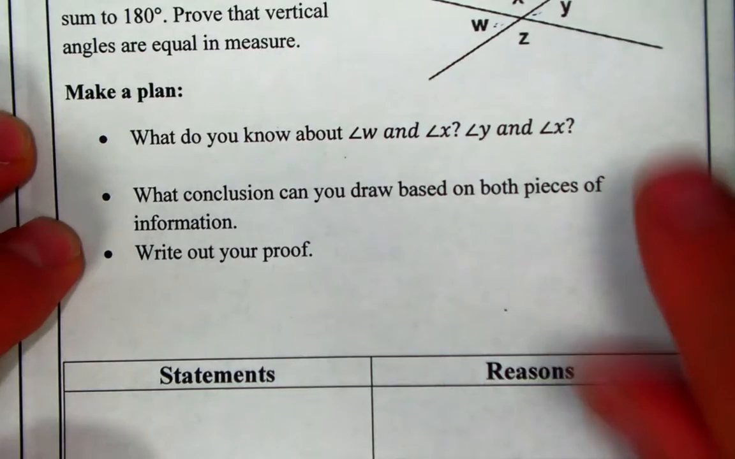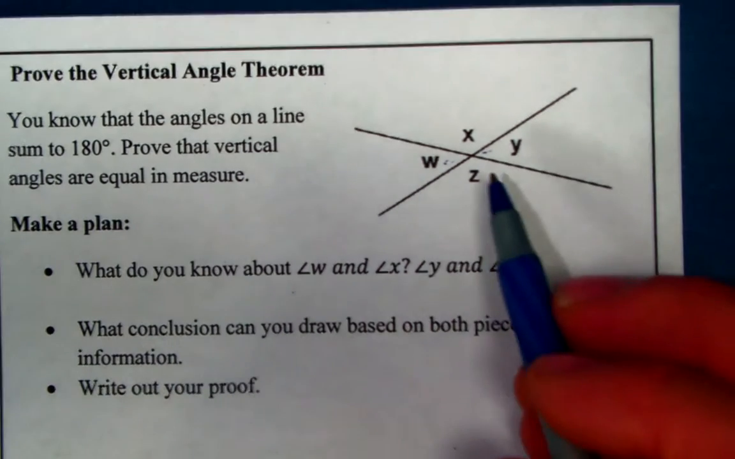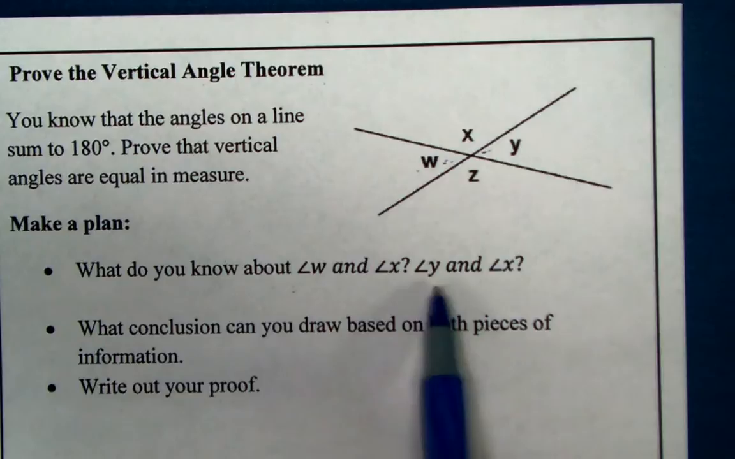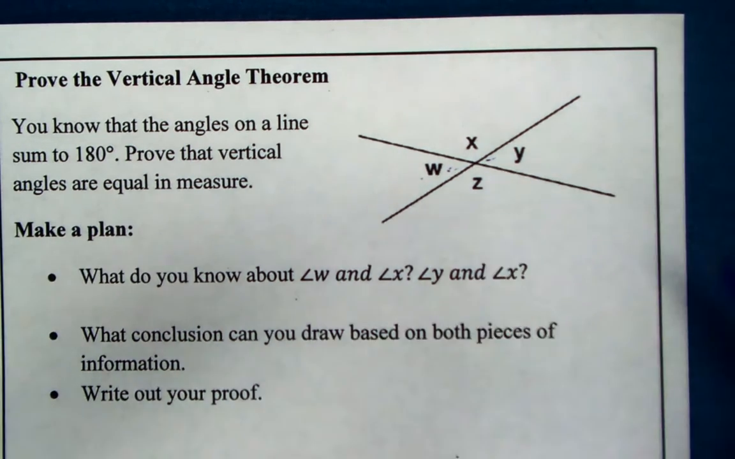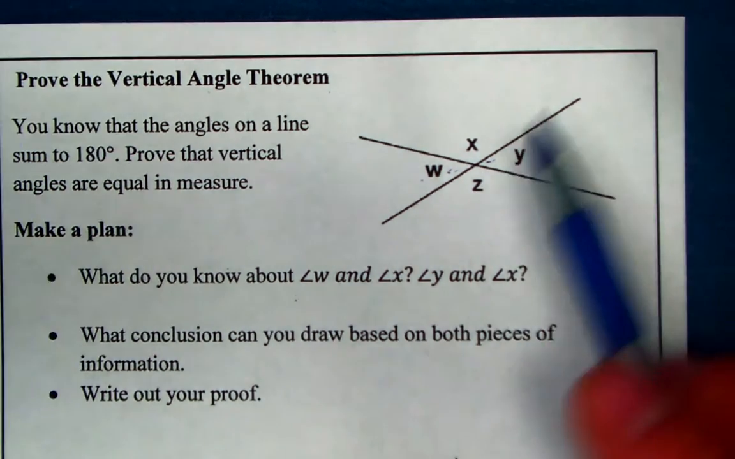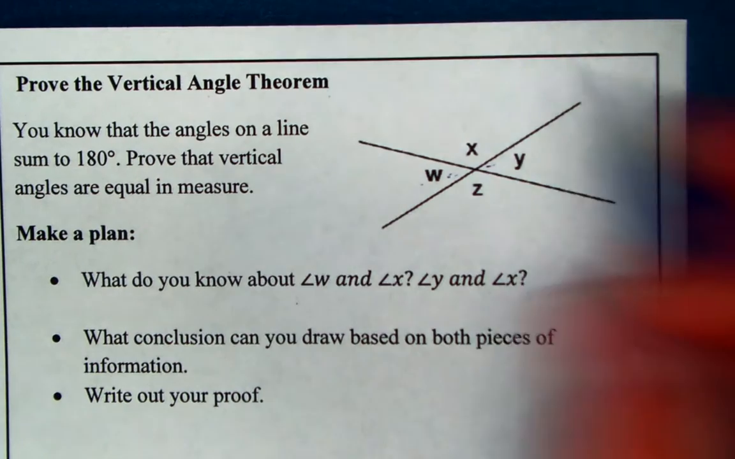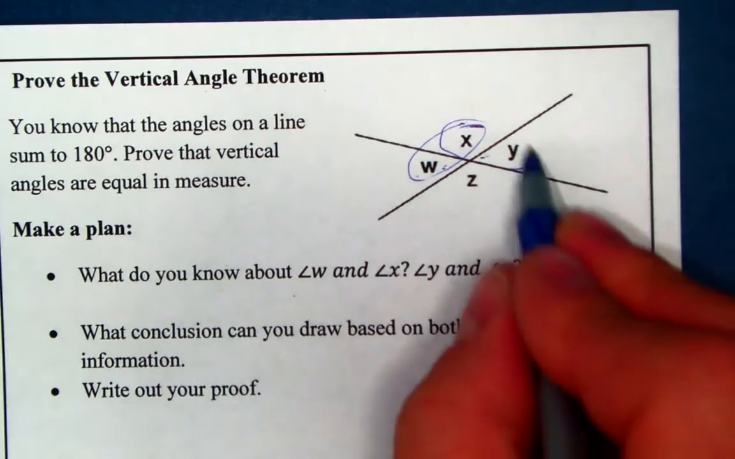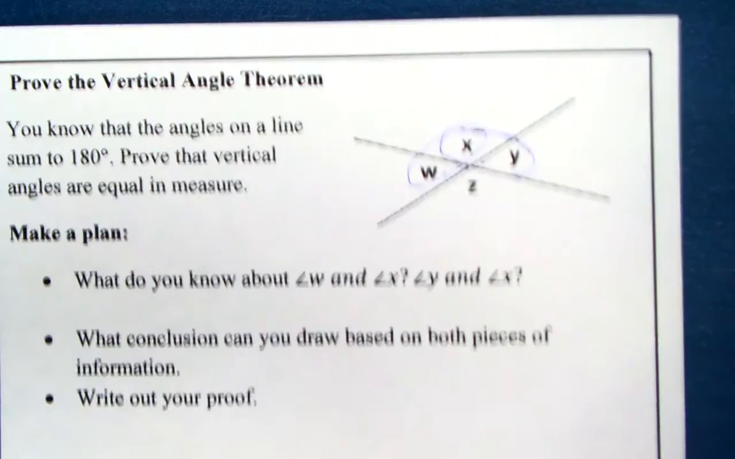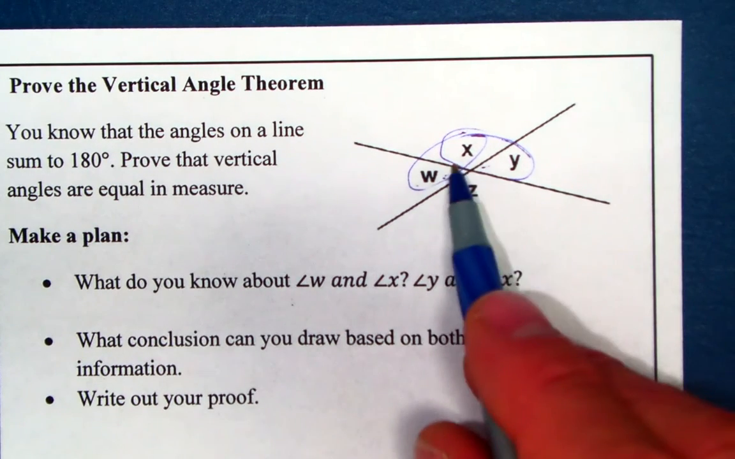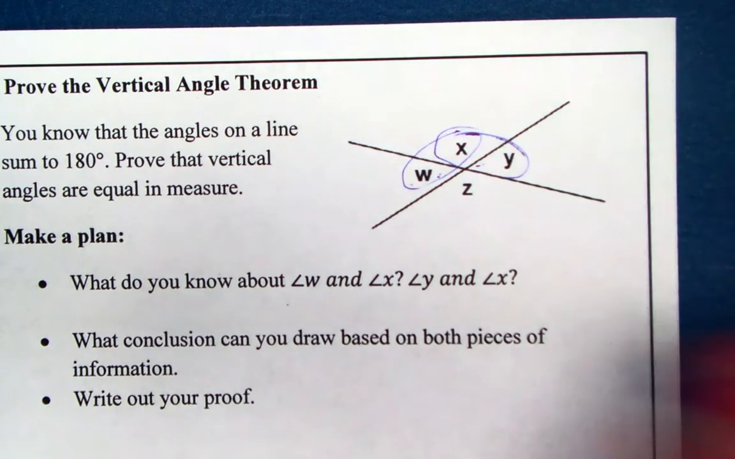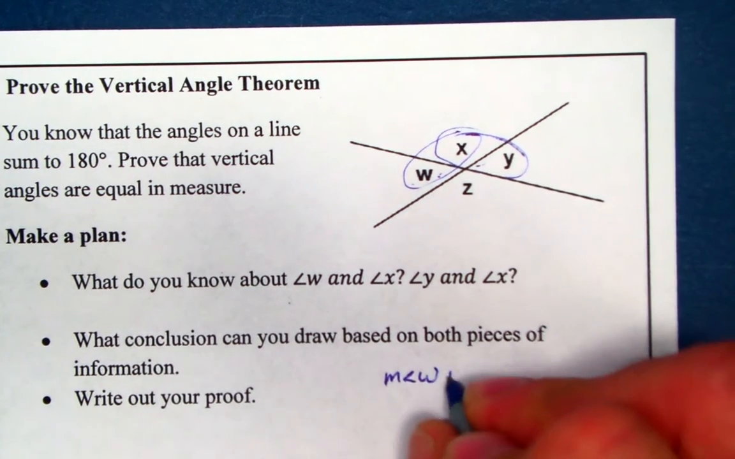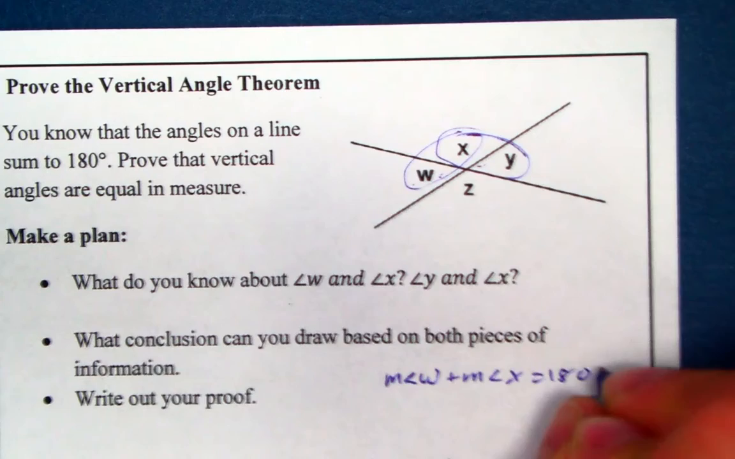Okay. So when we make a plan, we're going to prove that W and Y have the same measure, or X and Z have the same measure. What do we know about W and X, and Y and X? What do we know about those two angles for a fact? And what do we know about these two angles for a fact? Well, we know that W and X are a linear pair, and linear pairs are supplementary. So I'm just going to do a little scratch work over here on the side, just things I know to be true. I know that the measure of angle W plus the measure of angle X has to be 180 degrees.